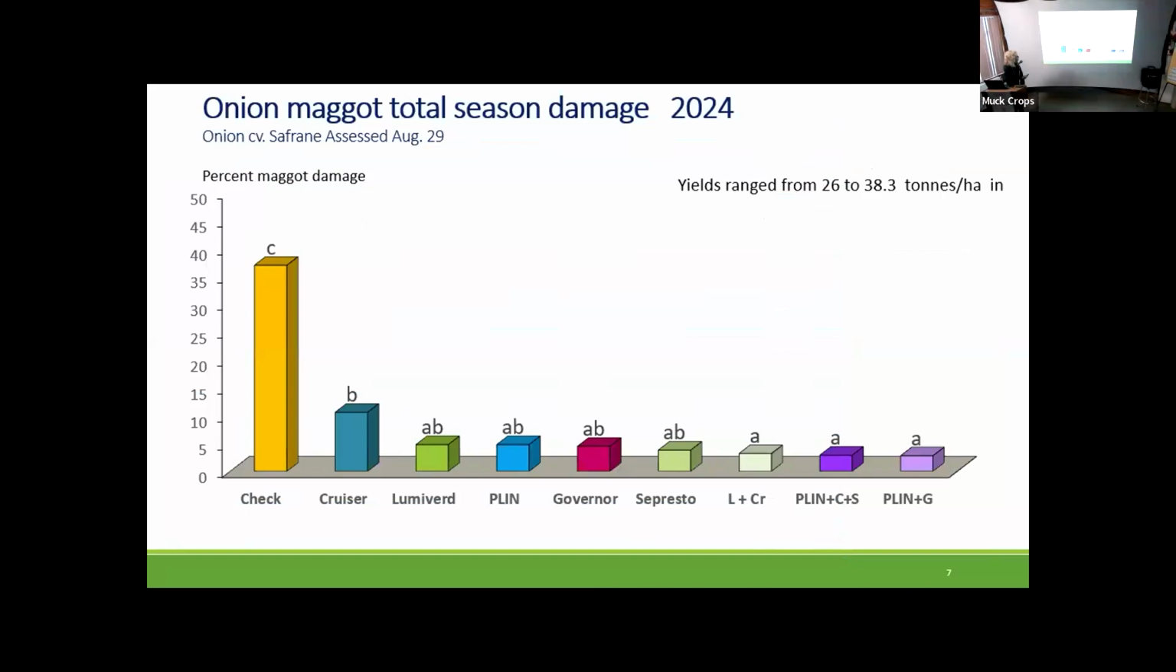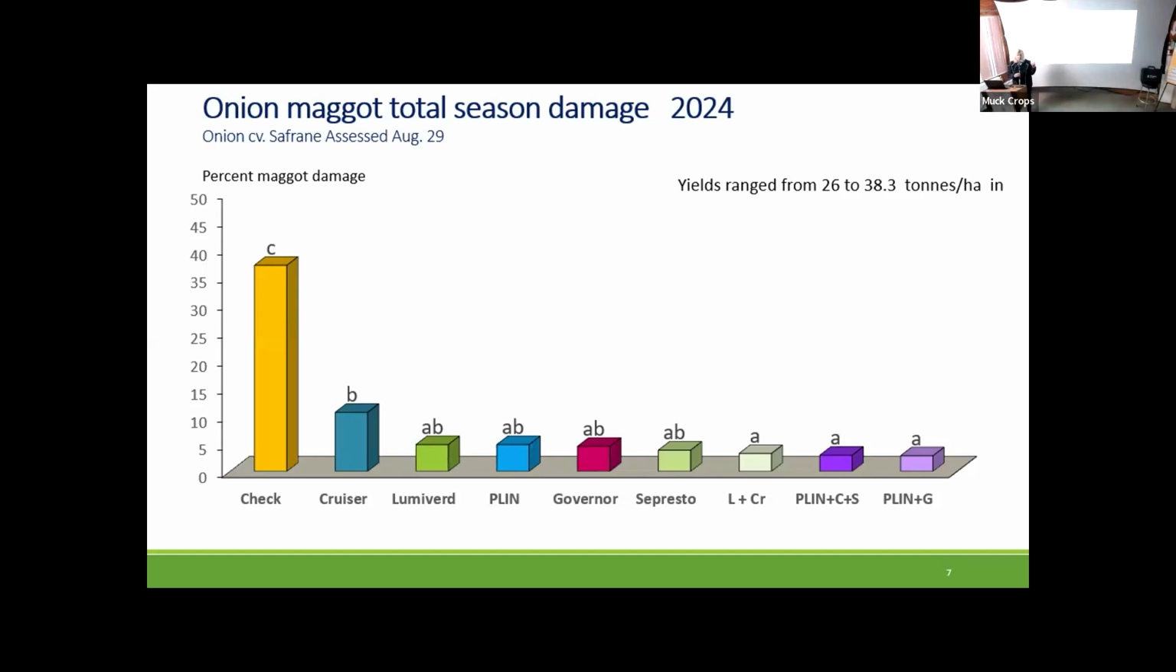And then in our 2024 trial, we had that higher rate of maggot damage in the non-treated check. Again, all of the treatments resulted in far fewer onions that were damaged. And the only one that was different, Cruiser, wasn't quite as effective as some of the combinations, but combinations with Cruiser, like the Lumiverd plus Cruiser, was giving us really good results.